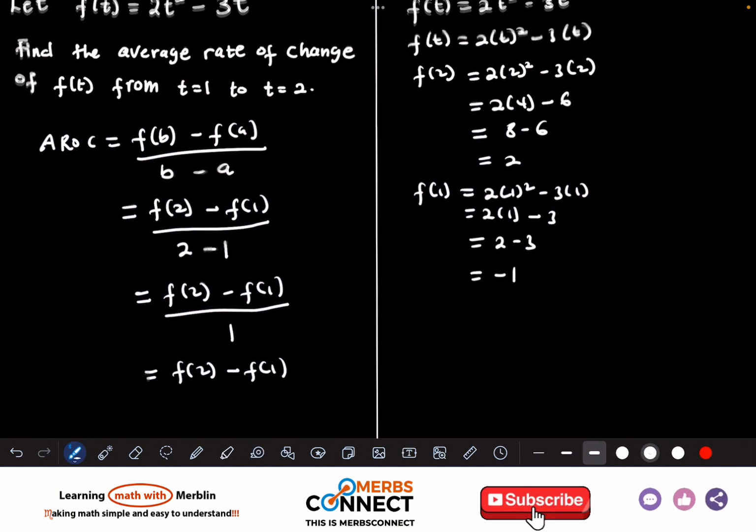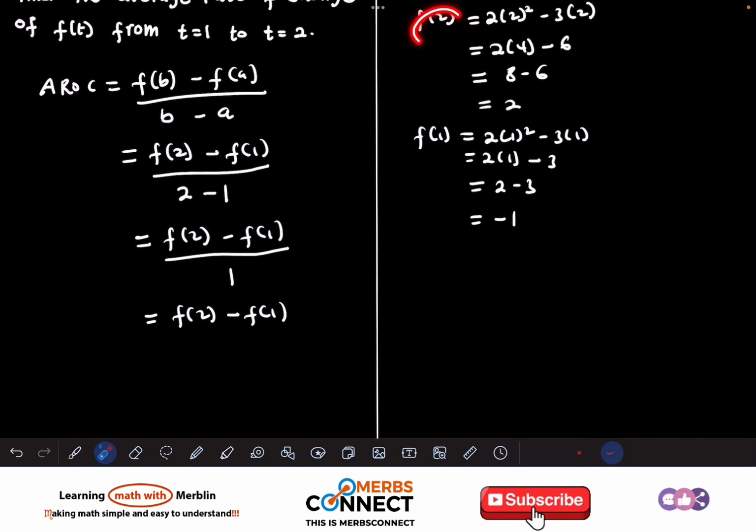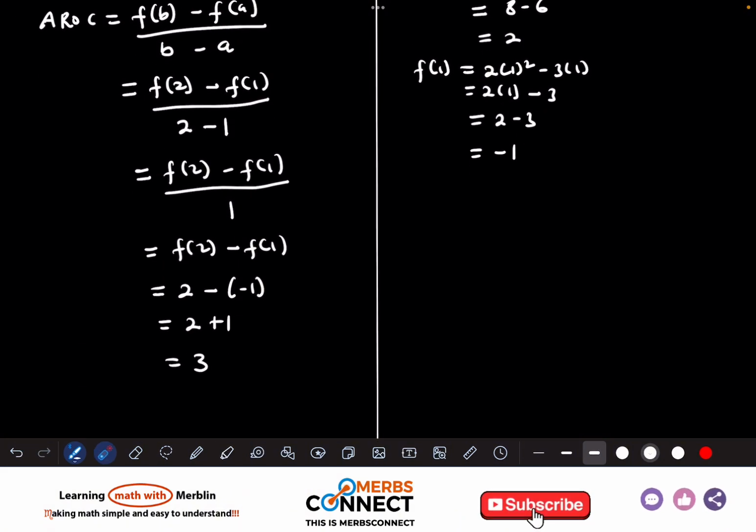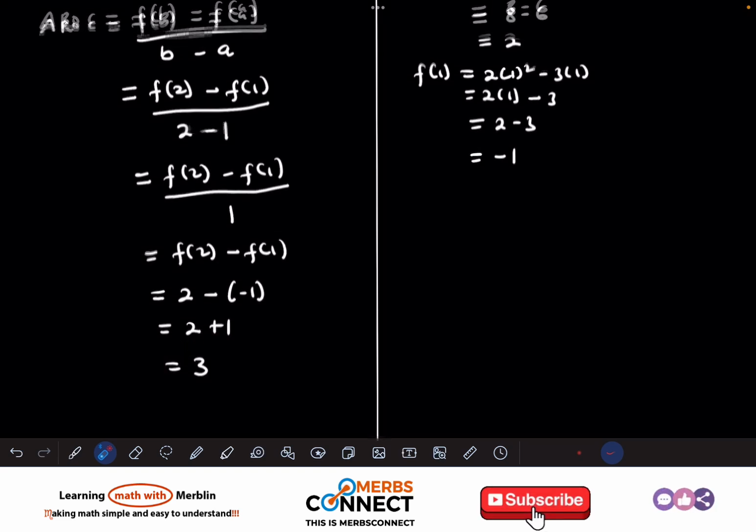So now let's bring them back to our function. We had f of 2 equal to 2, f of 1 equal to negative 1. So let's plug them in here. We are going to have 2 minus. In math, one thing that you also need to learn is anytime you write a function or anything and you bring in a minus, you need to make sure you put it into parentheses. So this is going to give us 2 minus negative 1, which is 2 plus 1, which is 3. So this is the average rate of change.